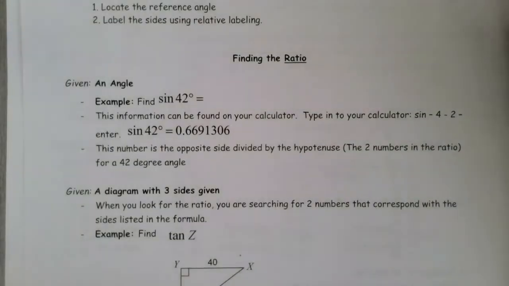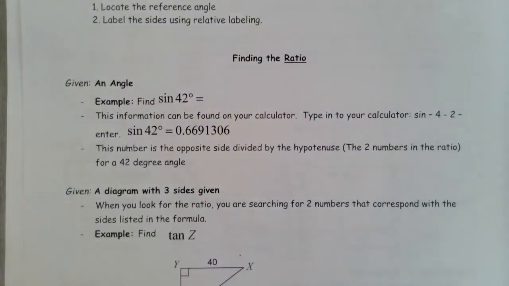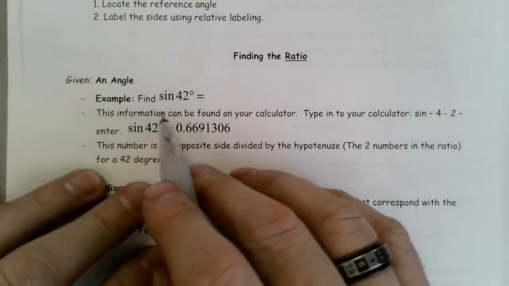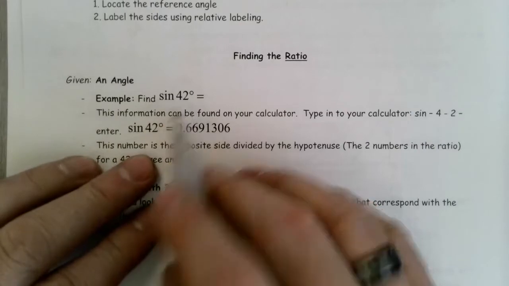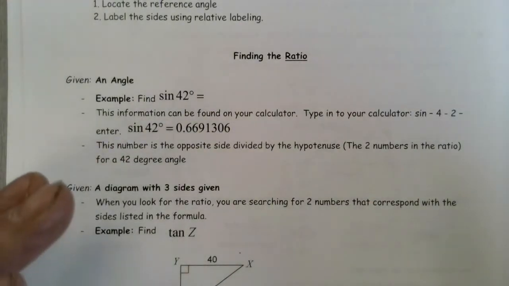Okay, so let's take some time here and let's use what we know to find the ratio. Sometimes that's what you're going to be asked for: what is the ratio that corresponds to a given angle? So let's say you're given an angle, and I just want you to find what, for example, the sine of 42 degrees is. Now, I'm not giving you any other information here.